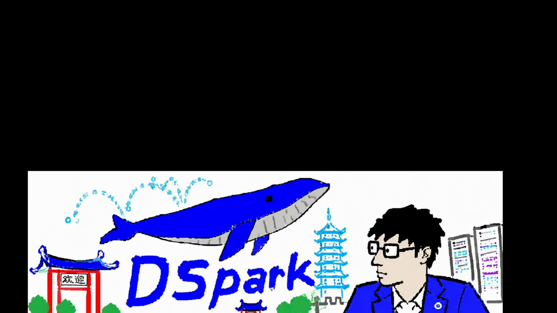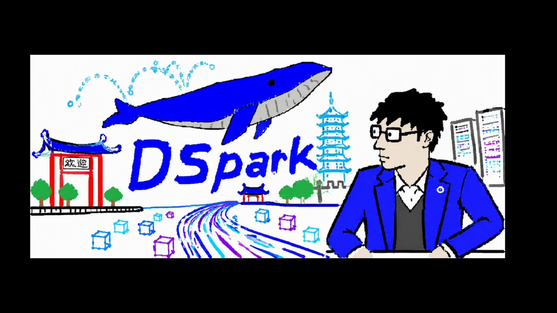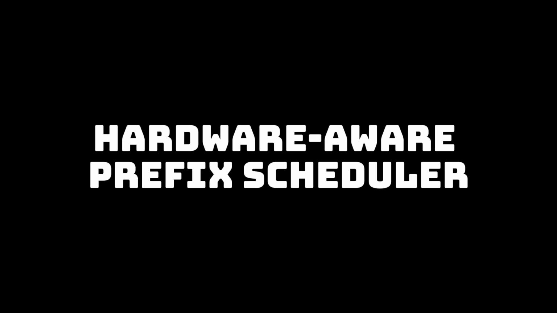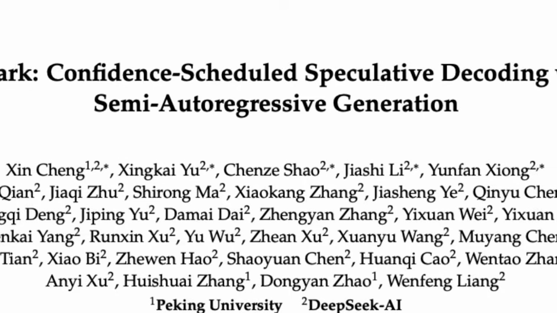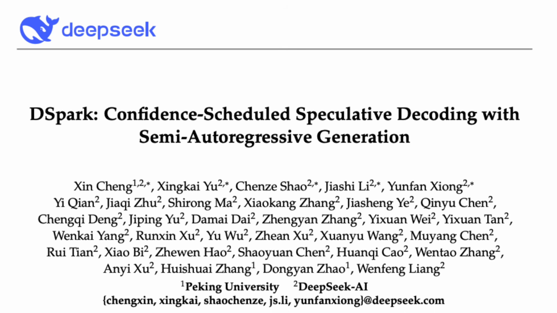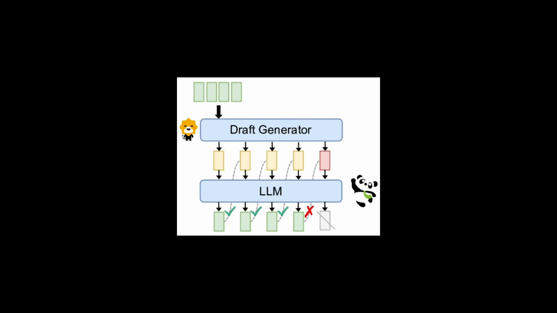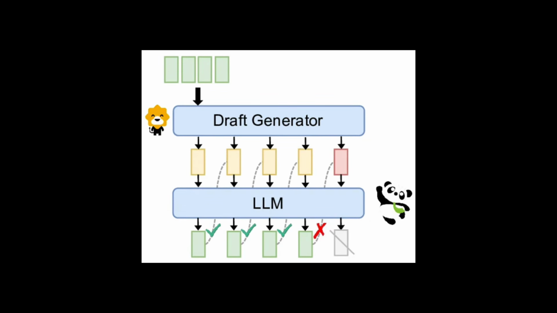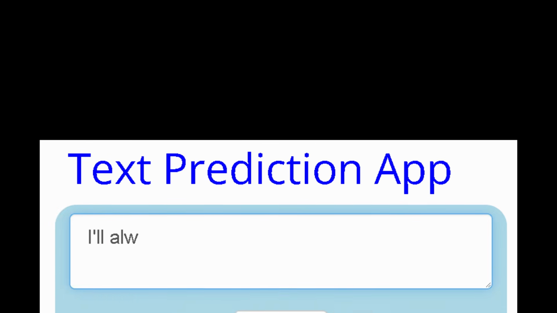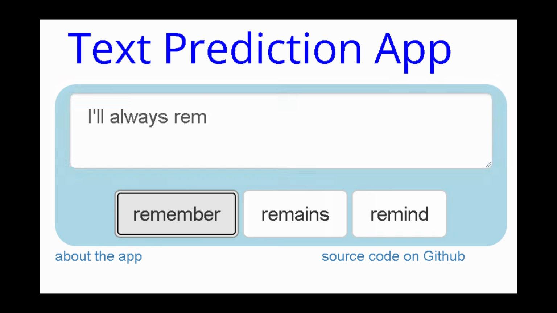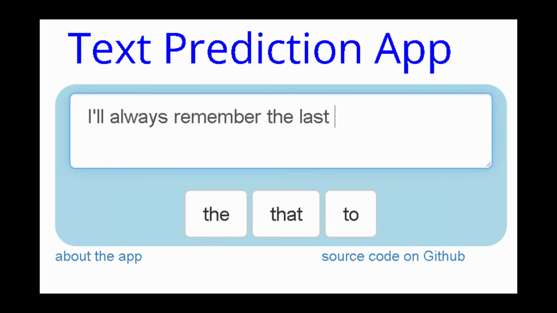DSpark attempts to improve these three aspects simultaneously through mechanisms such as semi-autoregressive generation, a confidence head, and a hardware-aware prefix scheduler. From a technical standpoint, DSpark is trying to solve two bottlenecks. The first bottleneck is the quality of the generated draft. Because parallel drafts make it easier to predict each position independently, the further back in a block you go, the less likely it is to match the predictions of earlier positions, resulting in a lower acceptance rate.